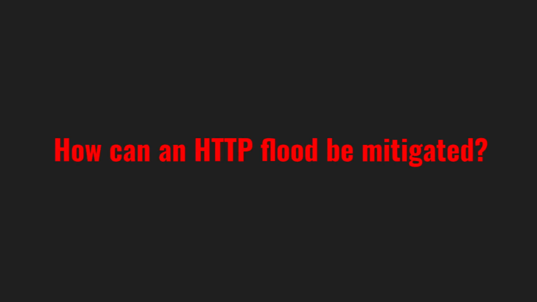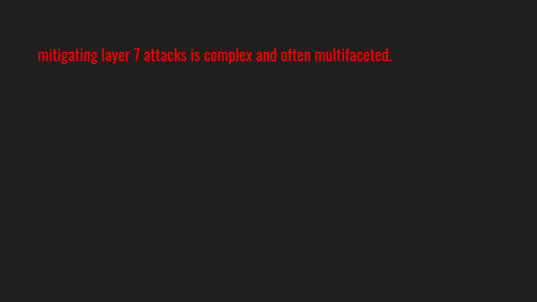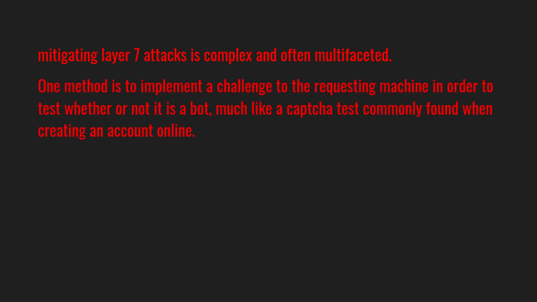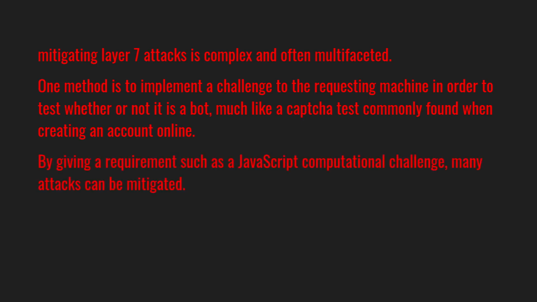So how can an HTTP flood attack be mitigated, or how do we protect ourselves from such attacks? Mitigating layer 7 attacks is complex actually and often multifaceted. One method is to implement a challenge to the requesting machine in order to test whether or not it is a bot, much like the CAPTCHA test commonly found when creating an account online. So you put the CAPTCHA there and make sure it is an "I am a human" test. Now by giving a requirement such as a JavaScript computational challenge, many attacks can be mitigated.